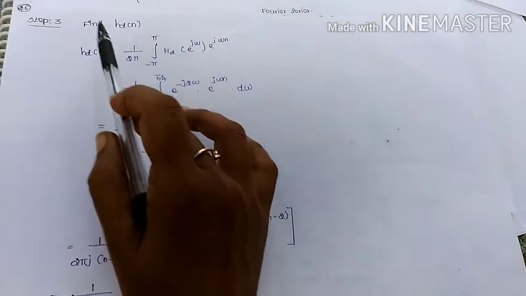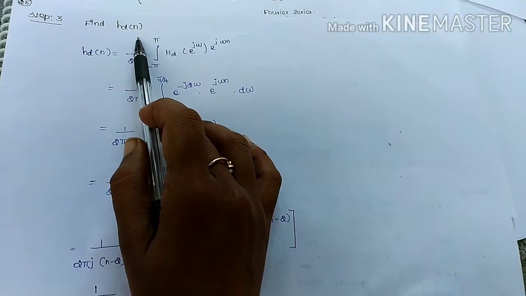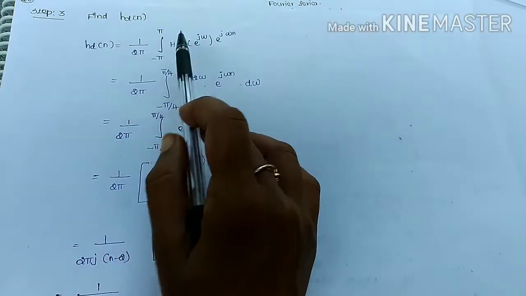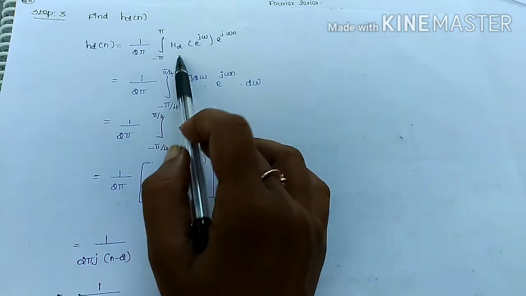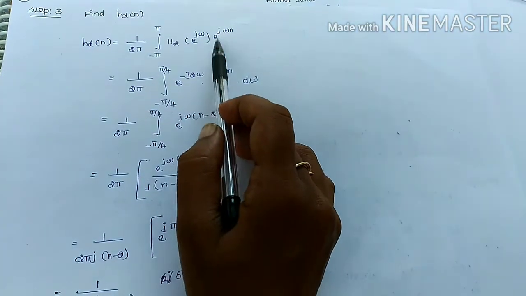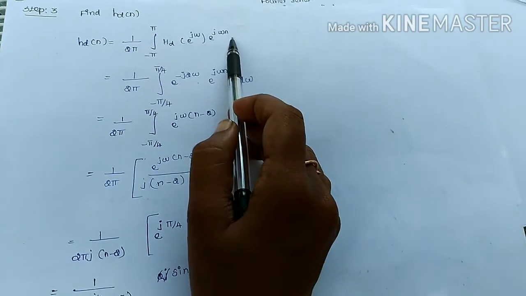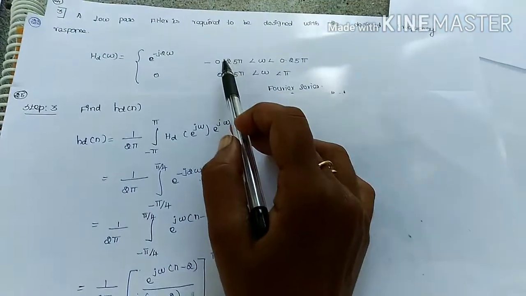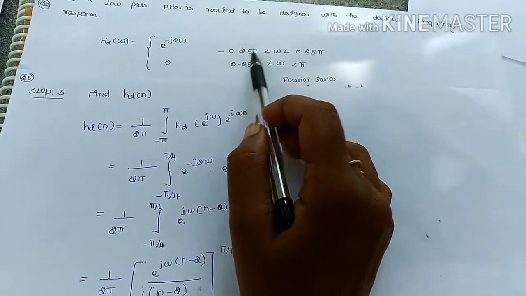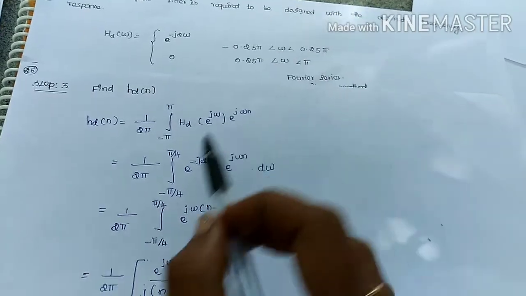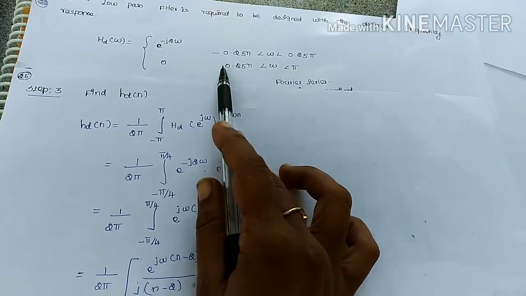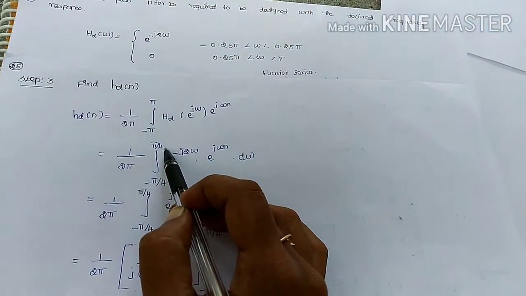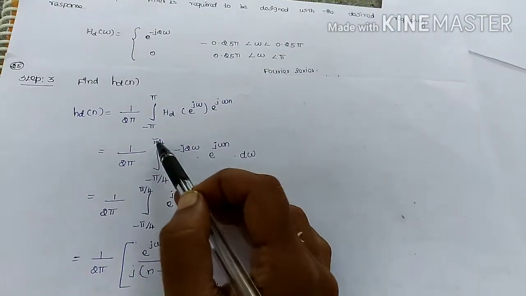Then step number 3 is to find Hd of n. For calculating Hd of n, this is the basic formula: 1 by 2 pi integral from minus pi to pi of Hd of e power j omega into e power j omega n d omega. Here the limit varies. The problem limit is minus 0.25 pi to 0.25 pi, so I consider 0.25 equal to pi by 4, that is, minus pi by 4 to pi by 4.